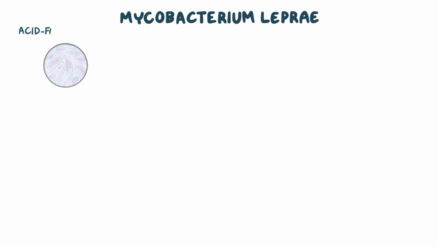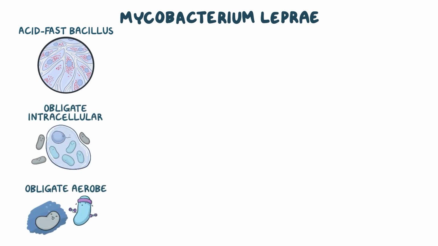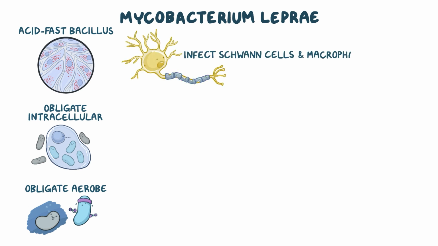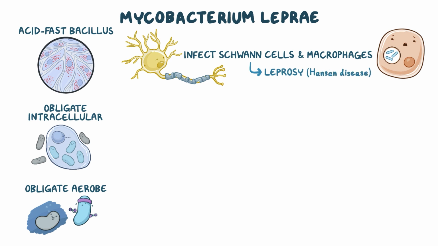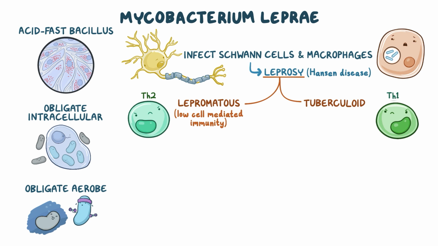Alright, as a quick recap, Mycobacterium leprae is an acid-fast bacillus, obligate intracellular aerobe, which cannot be cultivated in vitro. It has the ability to infect Schwann cells and skin macrophages, and causes a disease called leprosy or Hansen disease. According to the type of cell-mediated immunity response, there are two major forms of leprosy: lepromatous, which is the result of Th2 cells, or low cell-mediated immunity, and tuberculoid, which is the result of Th1 cells, or high cell-mediated immunity.